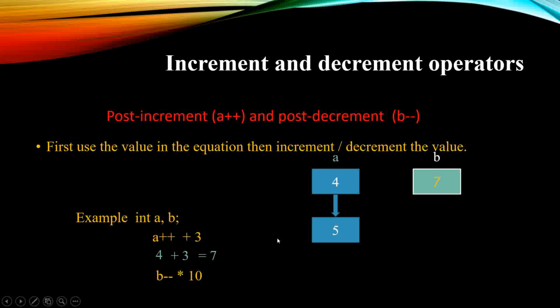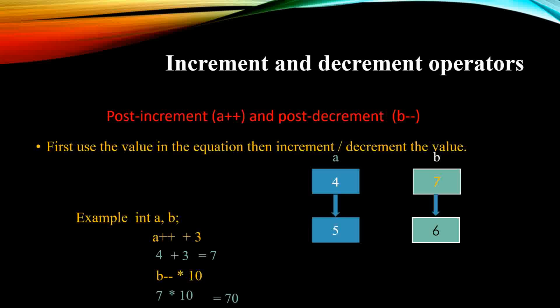Okay, then what about pre-decrement and post-decrement? It's the same thing: first use the value in the equation, then decrement by 1. Here there is 7, so we have to use 7 first, then decrement the value, then it will be 6, right? Then we have to perform the remaining operations: 7 times 10, then it will be 70.